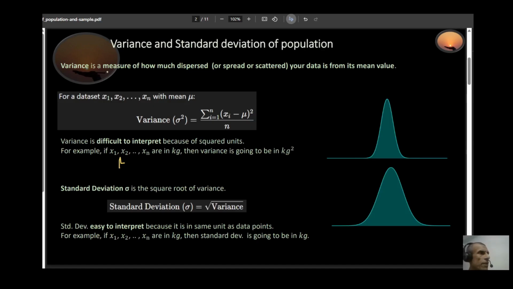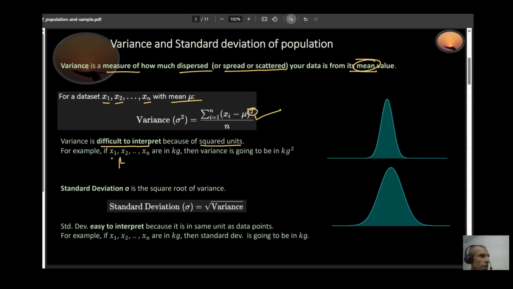So variance is a measure of how much dispersed or spread or scattered your data is from its mean value. So let's say you have a data set with values x1, x2, all the way to xn, and you know its mean value. So the formula for variance is given by this expression. Now, one thing about variance is this: it is difficult to interpret, it's difficult to understand because of the squared unit, because of the presence of this 2.